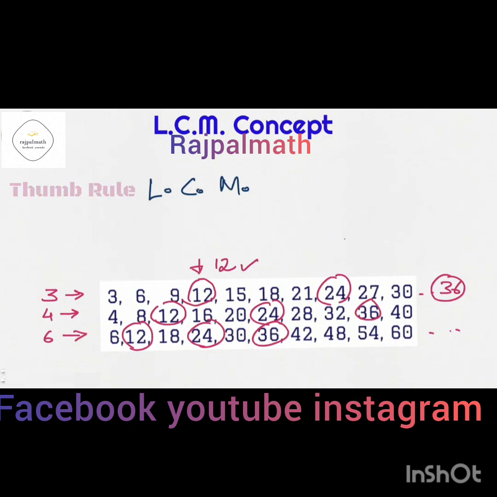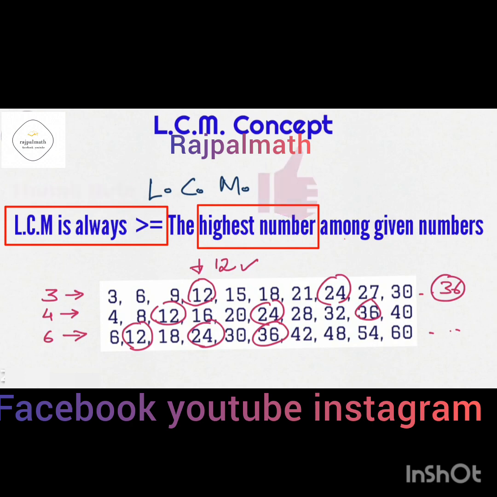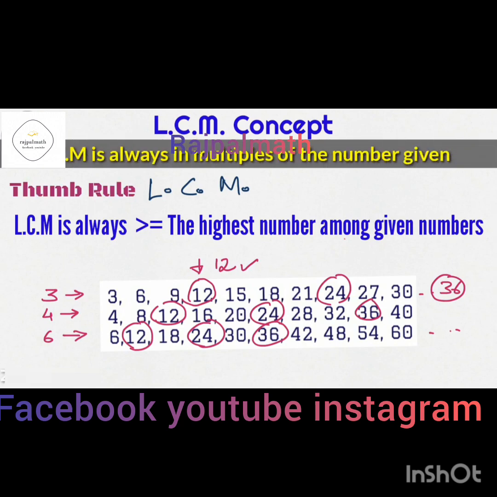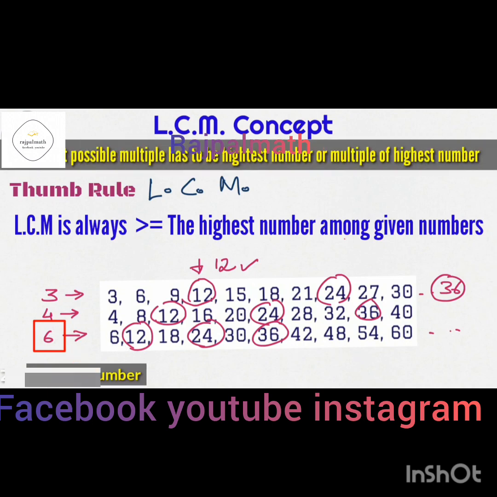Now let's understand the thumb rule of LCM. The LCM is always greater than or equal to the highest number among the given numbers. The reason behind this is the LCM is obtained by writing the multiplication table and identifying the lowest common multiple. For example, if you look at these numbers 3, 4 and 6, the highest number is 6. So if I write the multiplication table of 6, definitely the LCM cannot be less than 6. It has to be always greater than 6 or 6. So in this case, the LCM is 12.